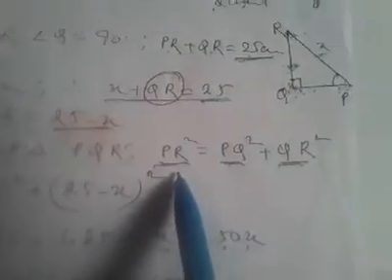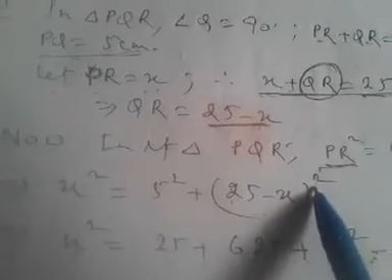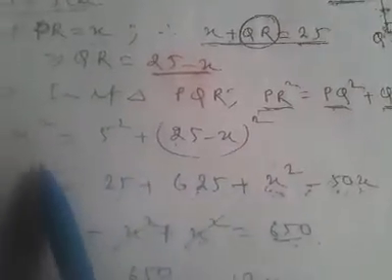Now, in the right triangle, using Pythagoras theorem, PR square is equal to PQ square plus QR square, and x square is equal to 5 square plus 25 minus x to the whole square. It is the relation of Pythagoras theorem and we have substituted the values which we have obtained over here. For PR we have written x, for PQ the value given is 5 and for QR we have written 25 minus x.